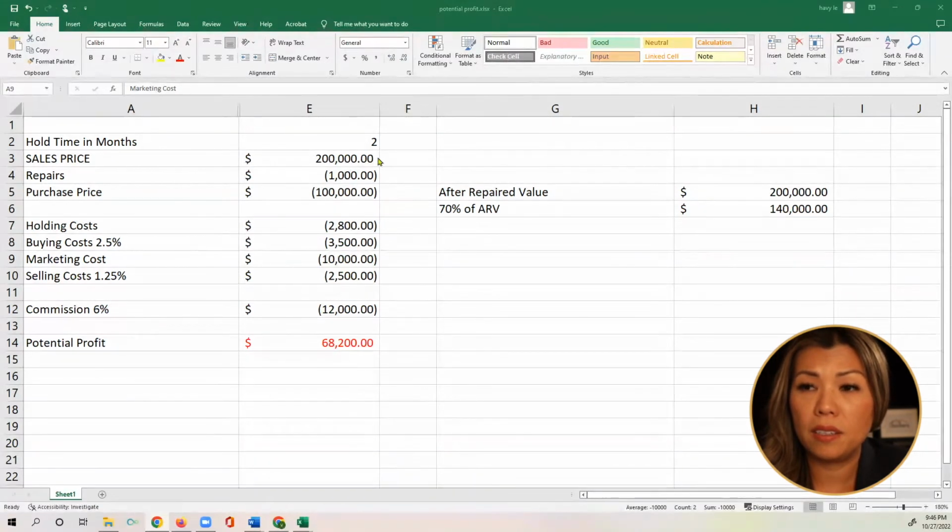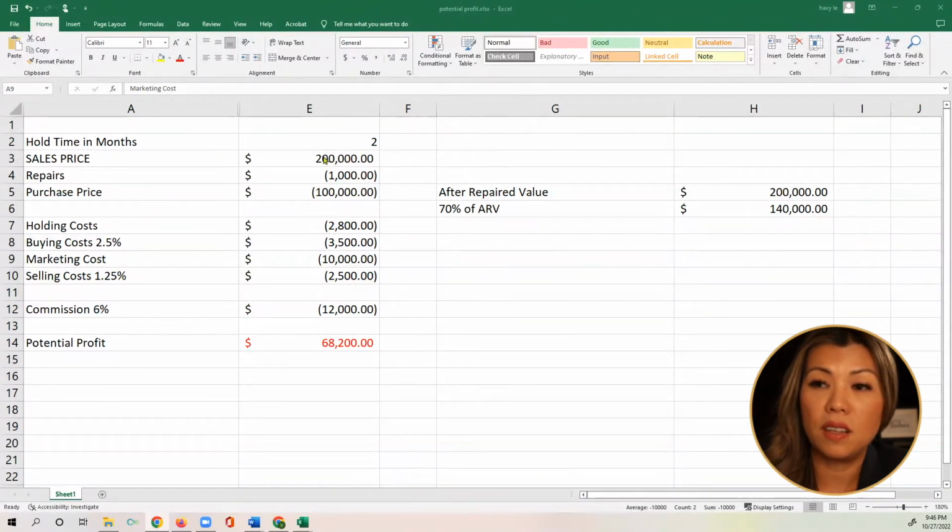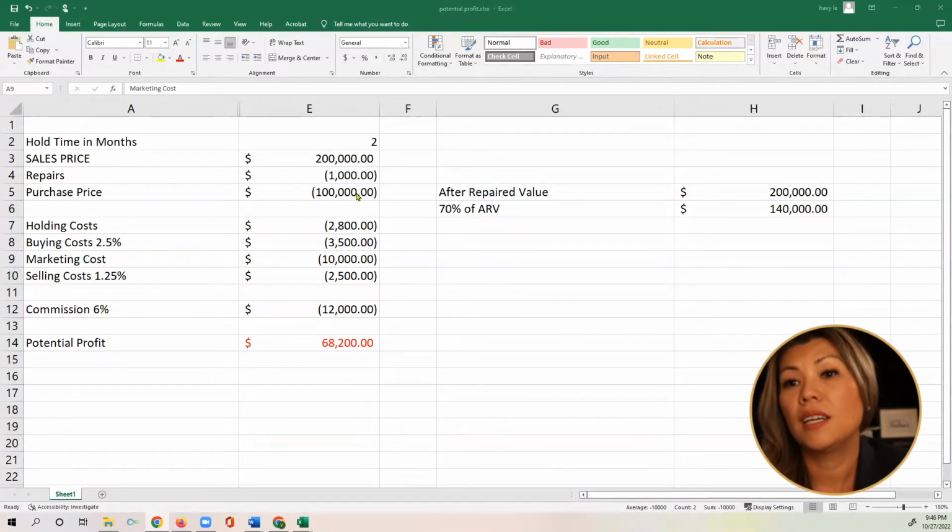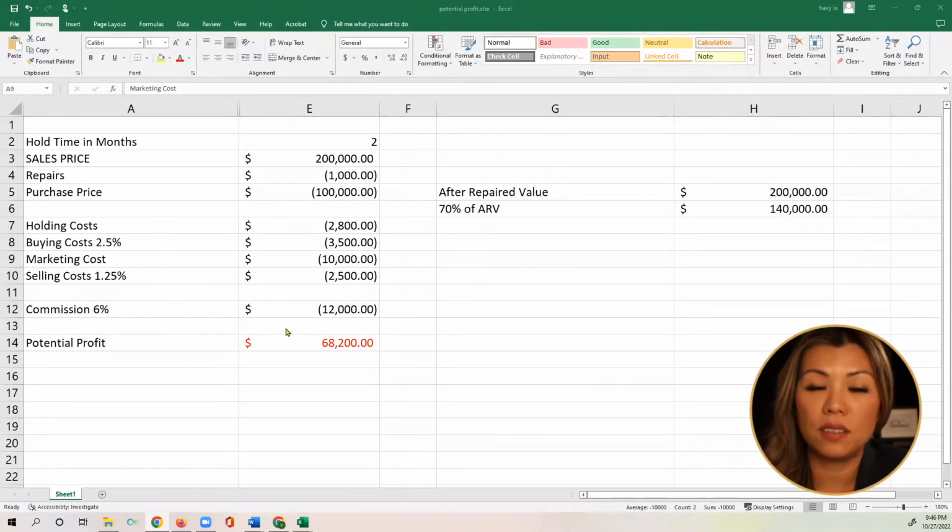Things like if your repairs number is higher, obviously that affects your profit. If your sale price is lower, that affects your profit. If your purchase price is lower, that helps your profit. If you can minimize the other costs, it also helps to increase the profit.